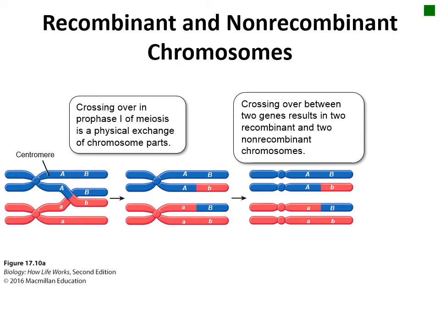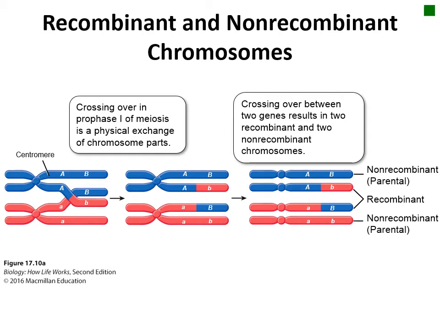The chromosomes with the original allele combinations are called the non-recombinant or parental chromosomes, because they will match the phenotype combination that was observed in the original parents. The chromosomes resulting from crossing over are called the recombinant chromosomes. Crossing over results in 2 recombinant and 2 non-recombinant chromosomes.